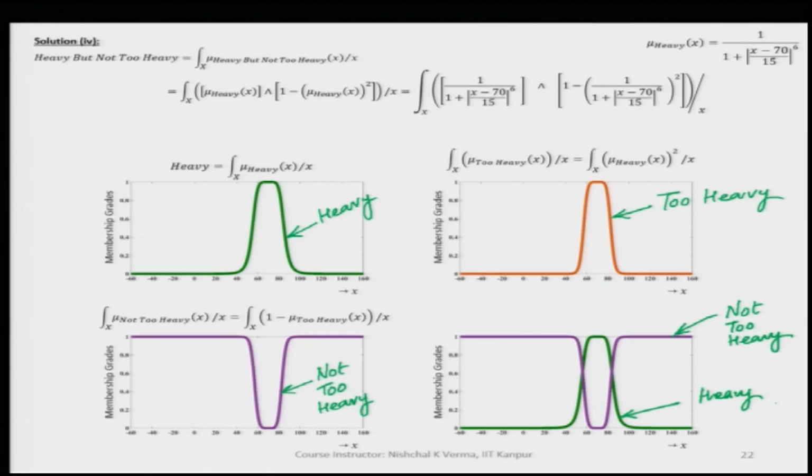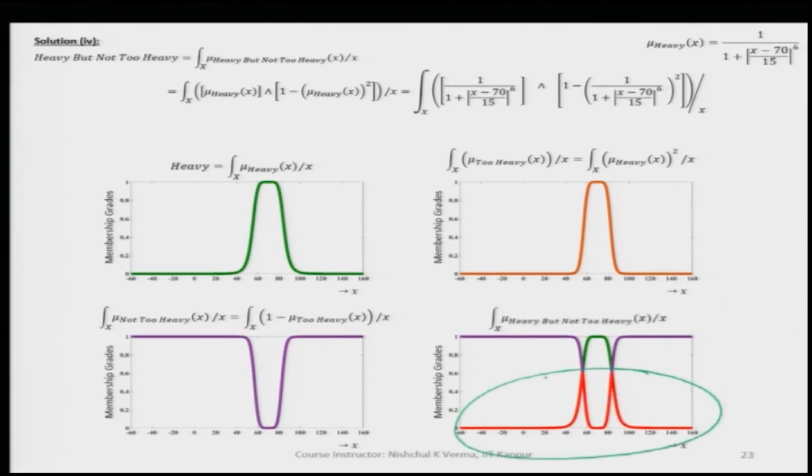So, let us now look at this. This portion is giving us the intersection of heavy and not too heavy.